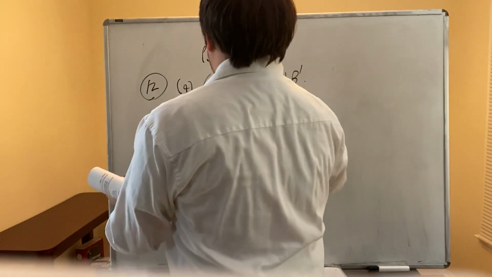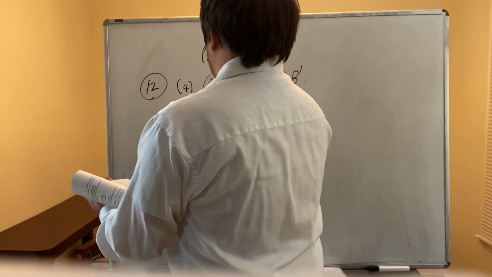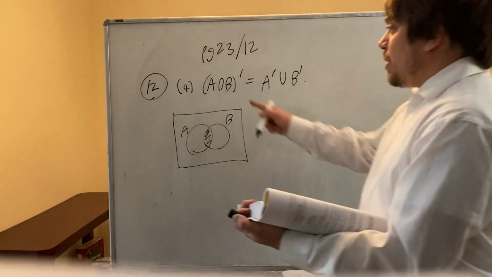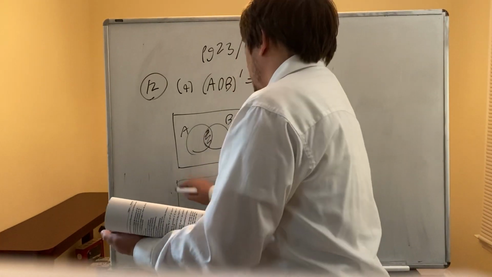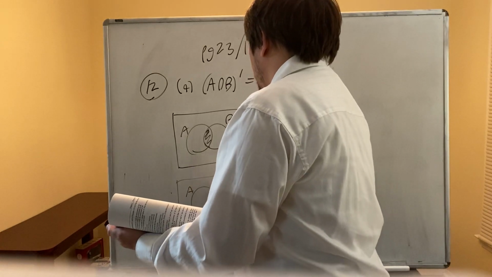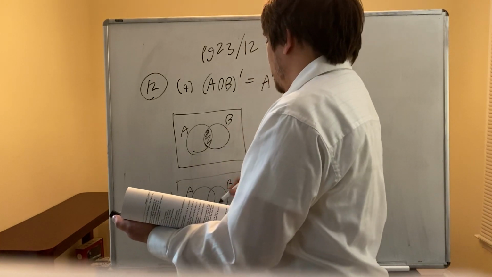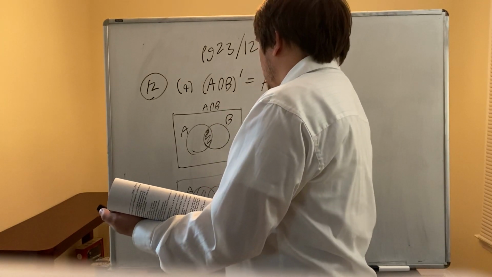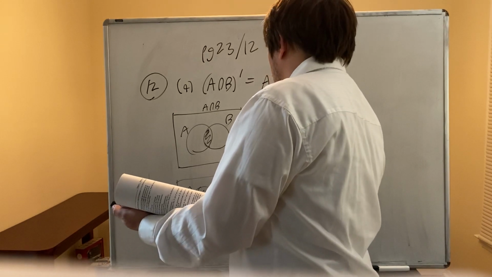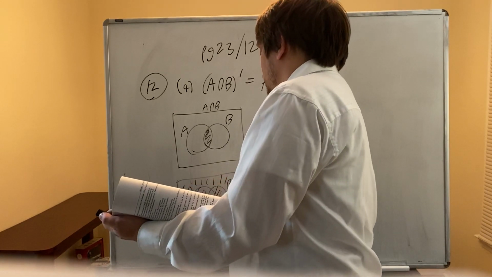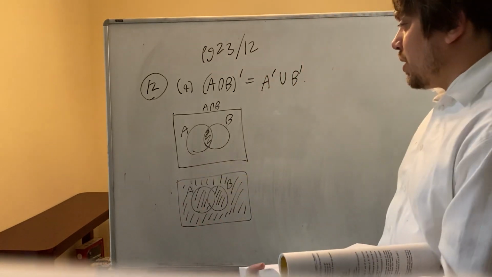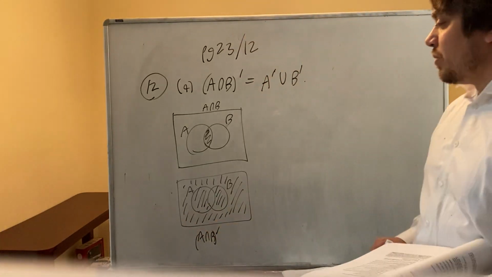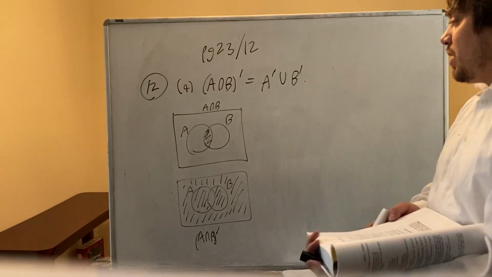Alright, so the Venn diagram of A intersection B is that. That's A intersection B, right? So A intersection B complement is just everything outside of that set. So here's A and here's B. If that's A intersection B, then everything other than that is the complement of the set. So I'm just going to shade in everything outside of the intersection. And this is A intersection B complement. Okay, so that's the Venn diagram of A intersection B complement.